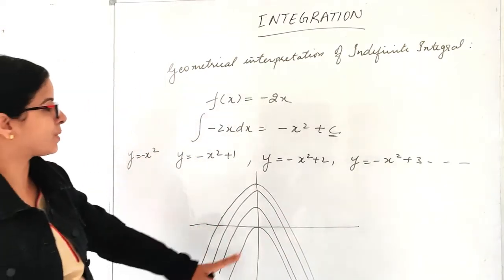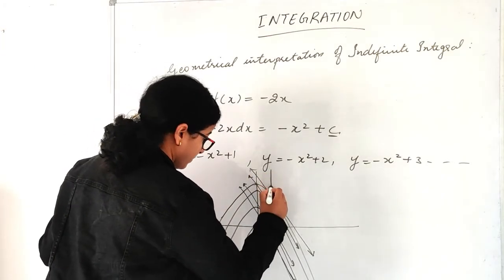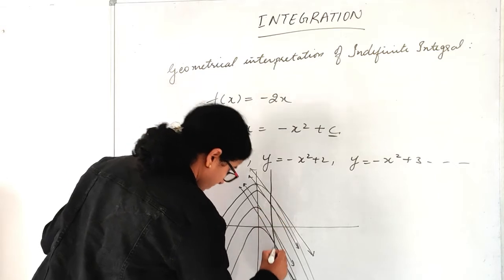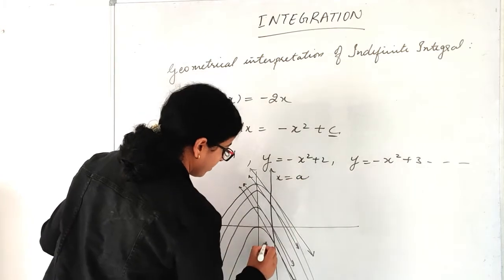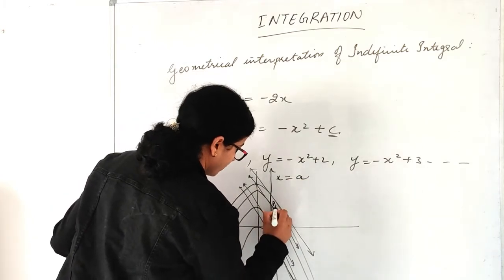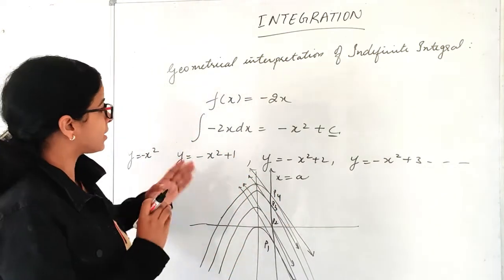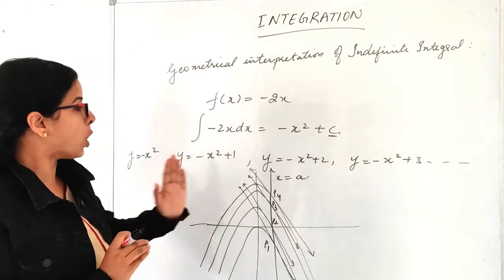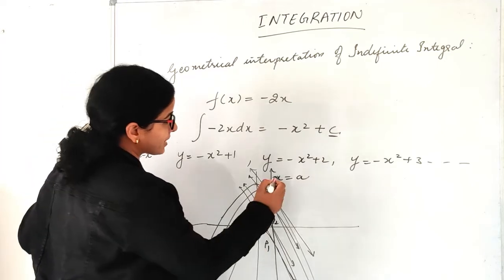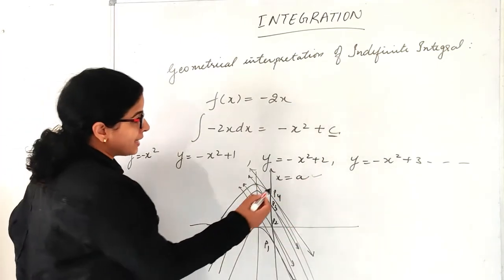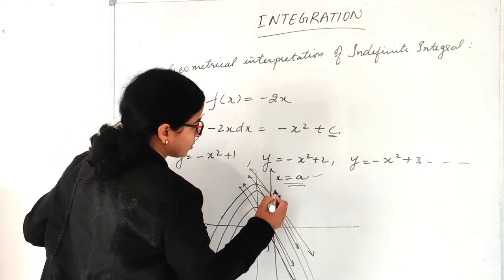So these represent the parabolas, right? So this is my line, x is equal to a, with points p1, p2, p3, p4, right? What does indefinite integral represent? It represents the family of parabolas. Also, I have drawn the tangents, right? And this line x is equal to a intersects the tangents at p1, p2, p3, p4, right?